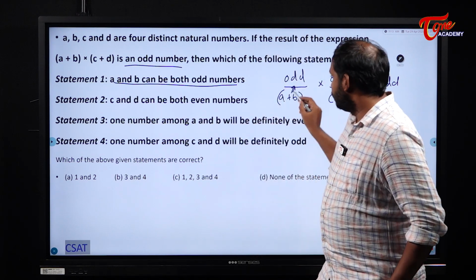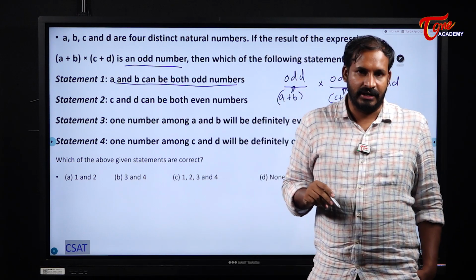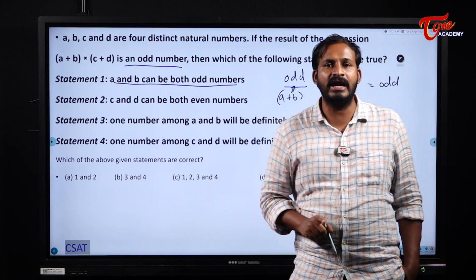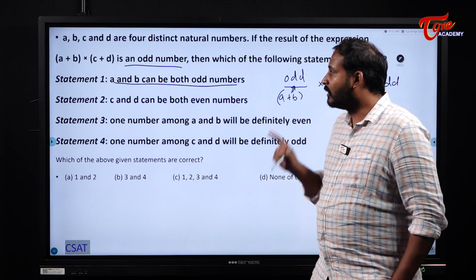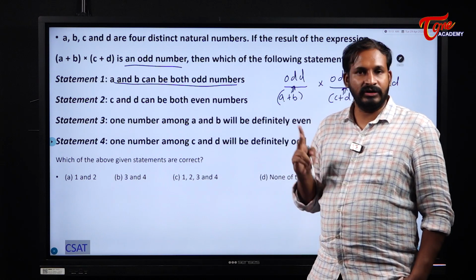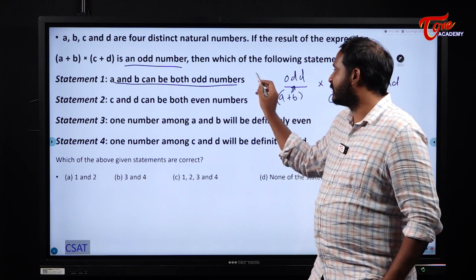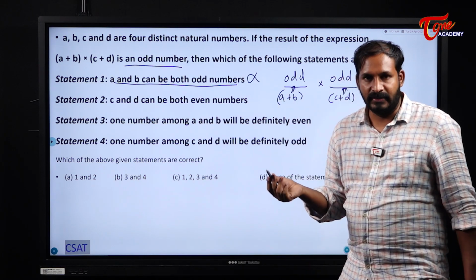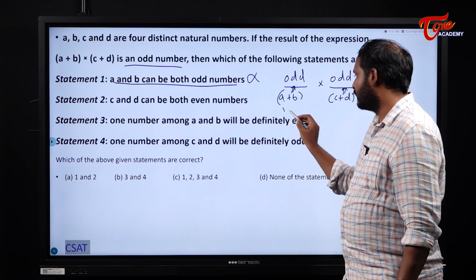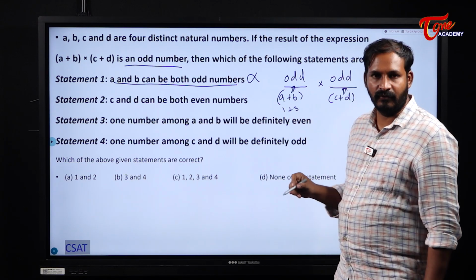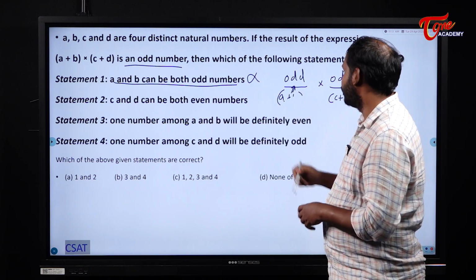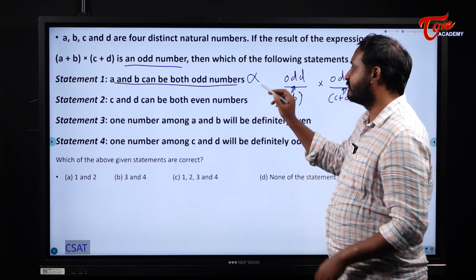Even. But A plus B should be what? Odd. That means definitely one of these 2 numbers should be an odd number. Only one should be odd. Both cannot be odd numbers. So the first statement is wrong. Why? Because if A and B are both odd, for example, 1 and 3, random example, 1 plus 3 is what? 4, which is an even number. But A plus B should be an odd number for me. Because of that reason, my first one is wrong.